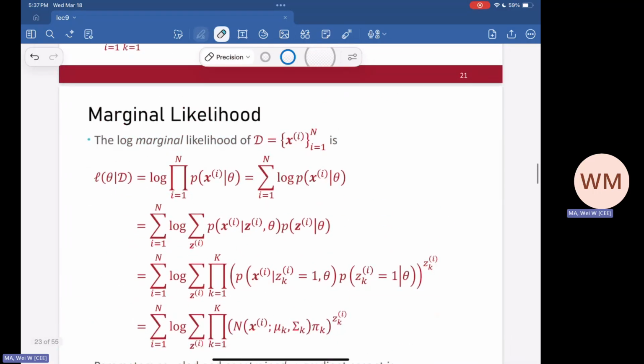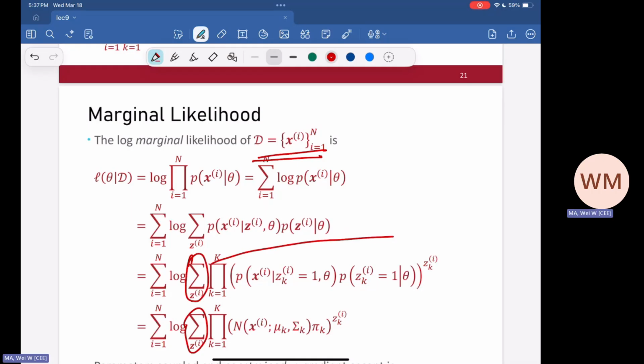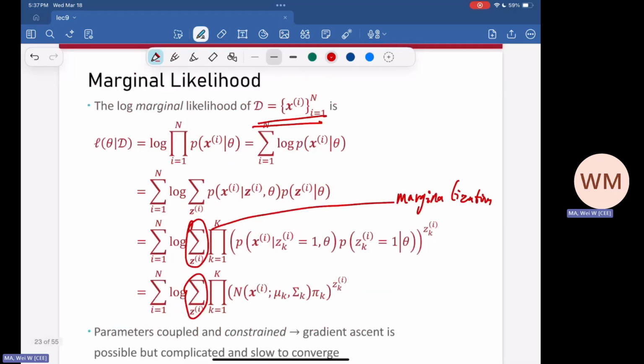But in our case, we only know X, we don't know Z. In that case, you can write it by marginalizing Z. So here we sum over Z. We call this a marginalization. We just sum over Z because we don't know Z. This also gives you a likelihood, which we call a marginal likelihood. In this case, we cannot use the complete likelihood. We can only use the marginal likelihood because we don't know Z.